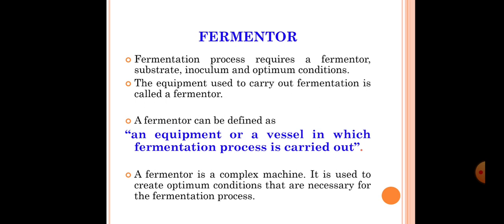Fermentation process requires a fermenter, substrate, inoculum and optimum conditions. The equipment used to carry out fermentation is called a fermenter. Fermenter can be defined as an equipment or a vessel in which fermentation process is carried out. A fermenter is a complex machine. It is used to create optimum conditions that are necessary for the fermentation process.